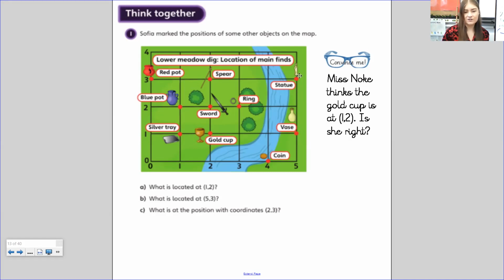And then finally, question C. What is at the position with the coordinates of 2, 3? Along the corridor 2, up the stairs 3. It's the spear. Well done, guys. So now we've got to convince me. I think that the gold cup is at 1, 2. So we got a different answer, but I think it's the golden cup that is at 1 and then 2. What mistake have I made?